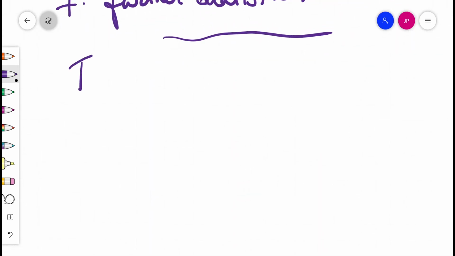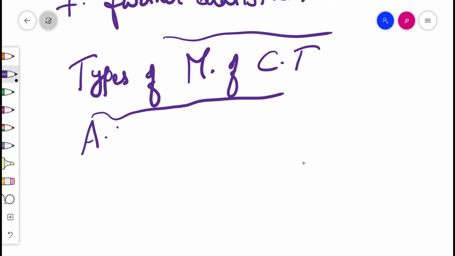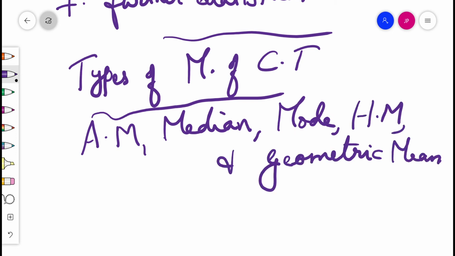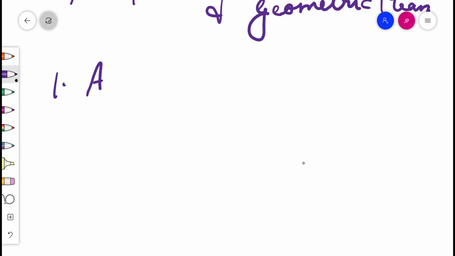What are the different types of averages or measures of central tendency? There are 5 averages: arithmetic mean, median, mode, harmonic mean and geometric mean. But the 3 measures of central tendency in common use are arithmetic mean, median and mode. And we are going to study in this chapter only these 3 averages. First we can take arithmetic mean.